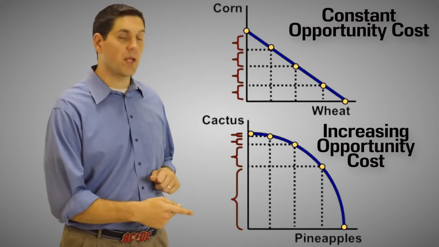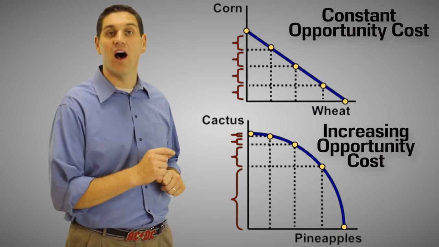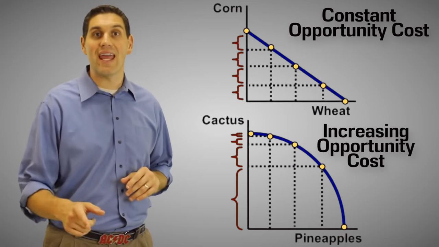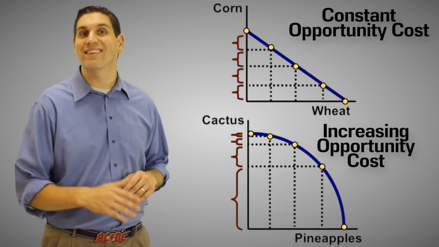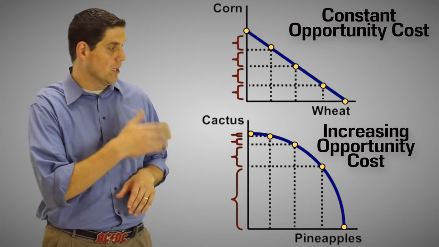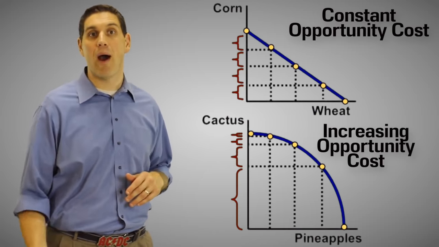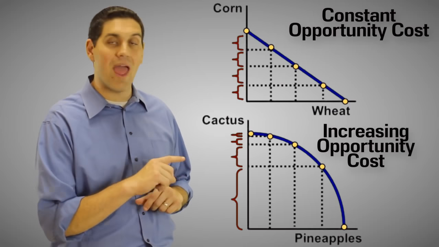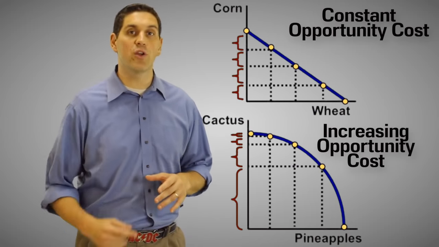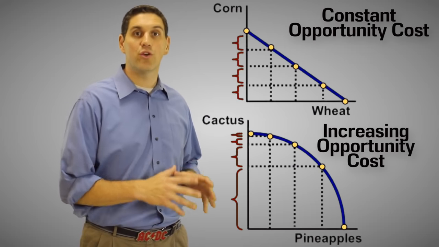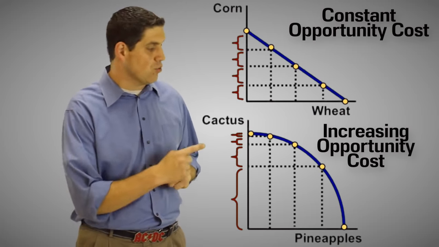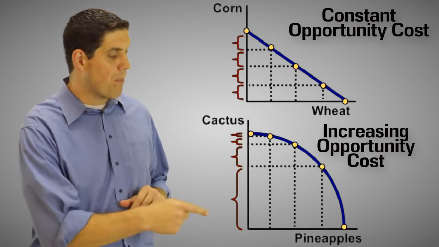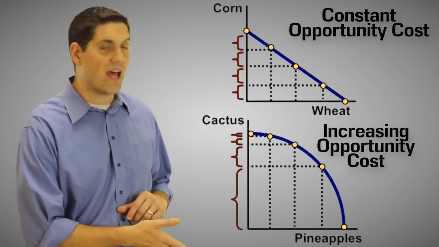Cacti! So when we first start producing pineapples, we're going to give up just a little bit of cacti. This is because we're going to use the land that's more suited towards pineapples, and it's not very good at producing cacti, and so we're going to lose a little bit of cacti and get a good amount of pineapples. Now, as we keep doing that over and over again, we're going to give up more and more cacti. This is because we're using resources that are less and less suited towards pineapples, until finally, right here, we're producing just a little bit more pineapples, but giving up a whole lot of cacti.